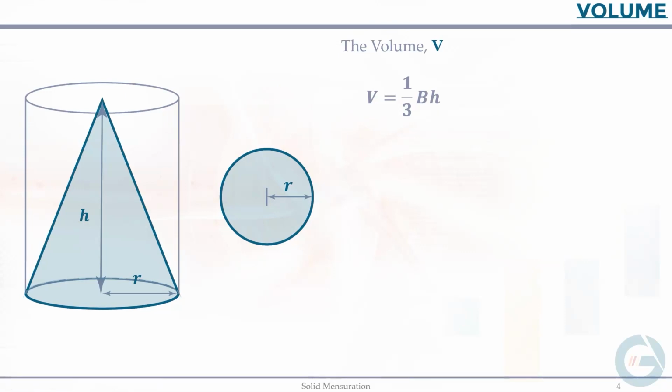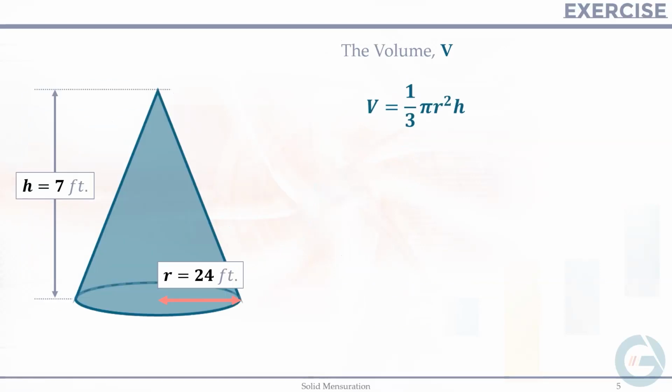Okay, so we have volume equals 1/3 of base times height. Of course, the base is the circle, so we have pi r squared. So 1/3 of pi r squared times height. Okay, so we are going to use this formula for our problem. So we have volume equals 1/3, of course, pi times 24 squared, since the radius is 24, times the height, which is 7 feet. So this will give us the volume of this cone, which is 1,344 pi cubic feet.